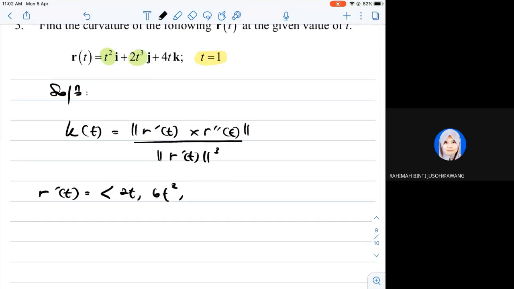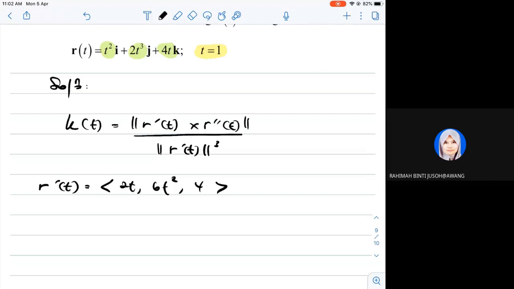And then differentiate 4t. You get 4, isn't it? Okay, good. So now, soalan kata t equals to 1. So better use ganti terus. Cari r prime 1. So r prime 1 equals to, you gantikan t ni equals to 1, you akan dapat <2, 6, 4>, isn't it? Macam tu. So next, cari r double prime t.